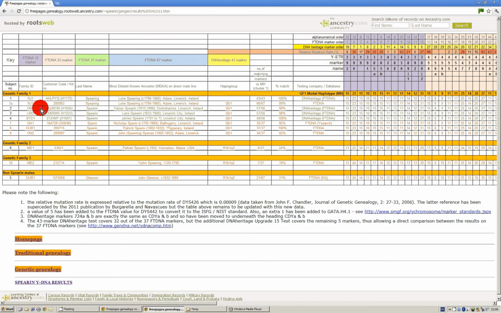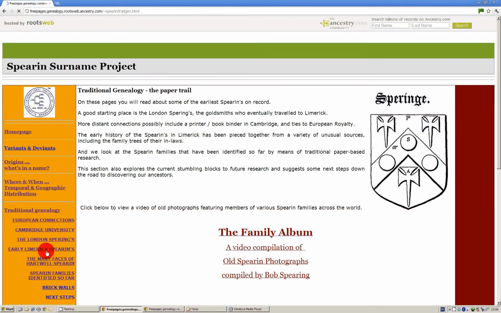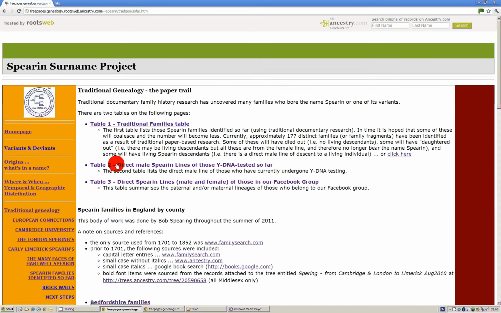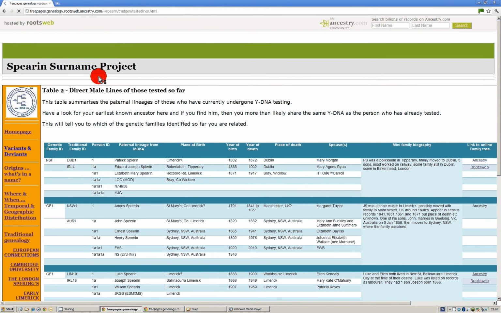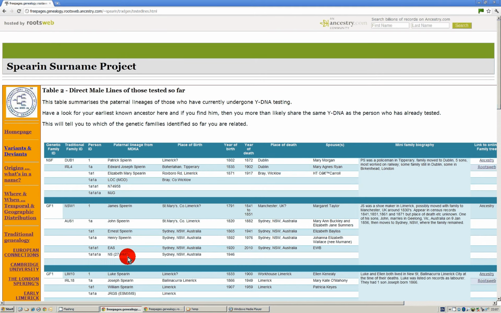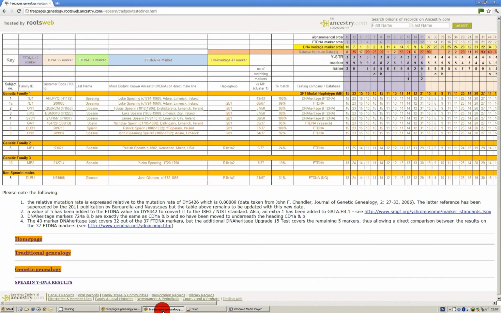So those are the family IDs, and of course they tie in with the traditional genealogy section. Specifically, if we look at the Spearin families identified so far, we'll find that these same family IDs appear in the direct male lines of those tested so far. This will give you the name of the testee at the bottom, and then all of their ancestors going back to the most distant known ancestor, the MDKA.